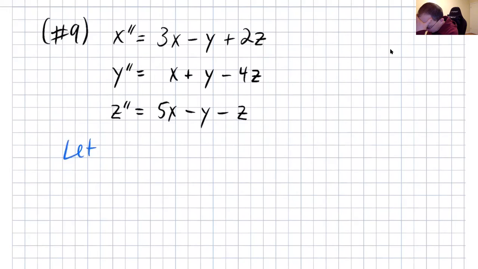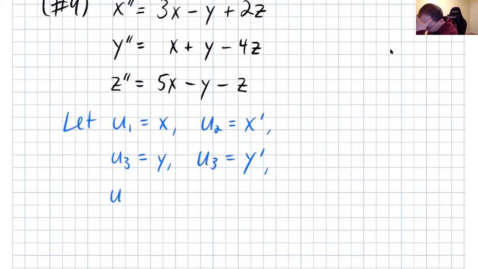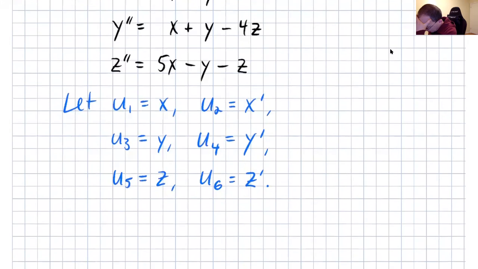So we're going to let u1 equal x, u2 will be x prime, then u3 is y, u4 is y prime, and u5 is z, and u6... oh wait, I miscounted here. Let's see, this is 4, this is 5, and this is 6, z prime.